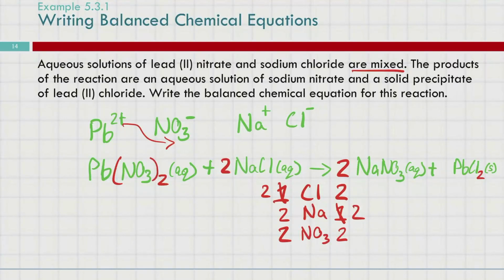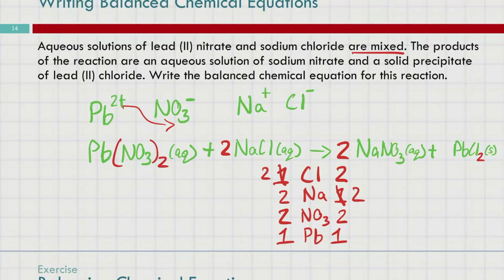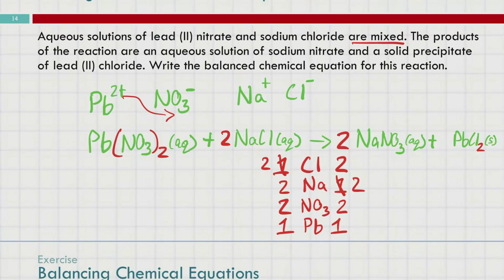And then we just need to check and make sure that our last thing is balanced. That last thing being Pb, lead. We've got 1 lead on the left side, 1 lead on the right side. So we are balanced. You don't have to do it this way, just as long as you arrive at the number of things on the left side being the same as the number of things on the right side. And the coefficients also have to be simplified.